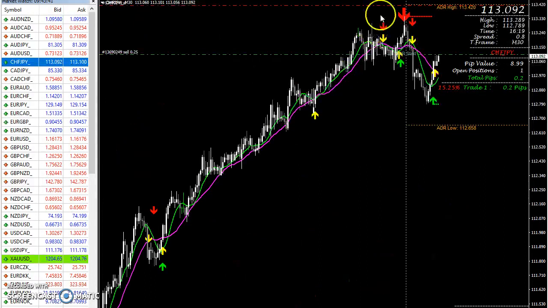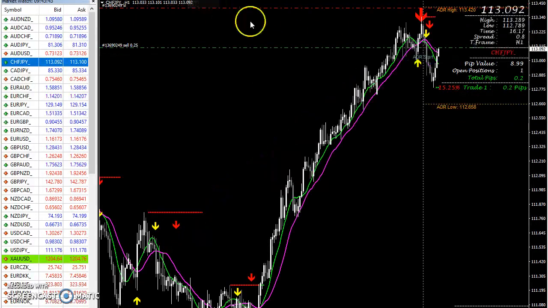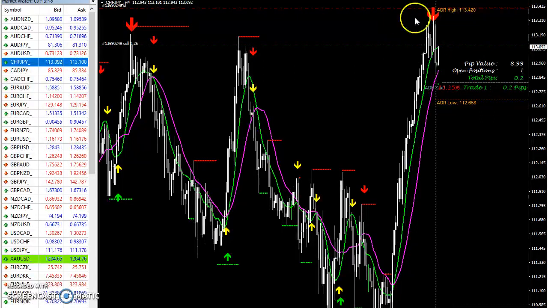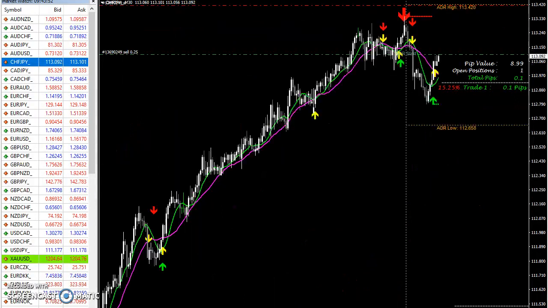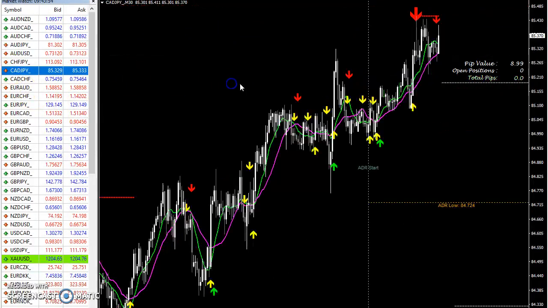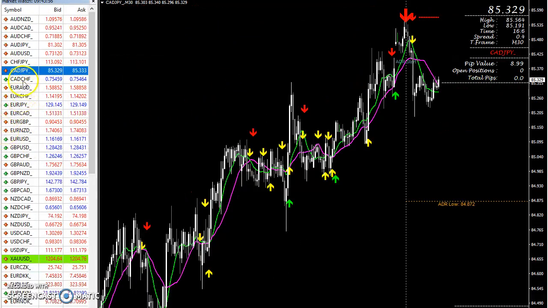So I see the setup on the 30-minute. I verify if it's on the 1 hour. Oh, yep, it's there. And then I look for the big arrow only on the 4 hour and the daily. And that's when I take that trade. Okay, and let's go and find another. All right, that's the CAD.